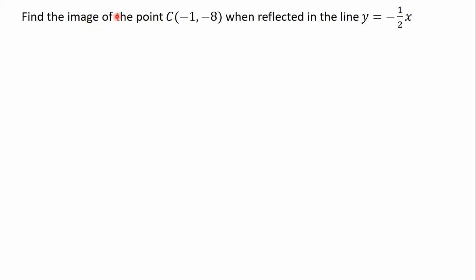Find the image of the point C with coordinates -1, -8 when it is reflected in the line y equals -1 divided by 2x.